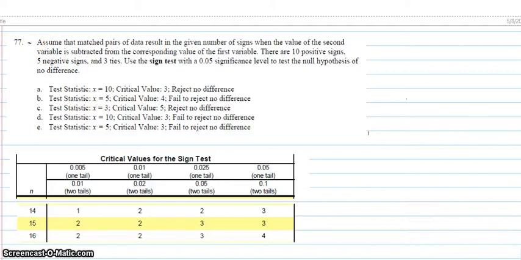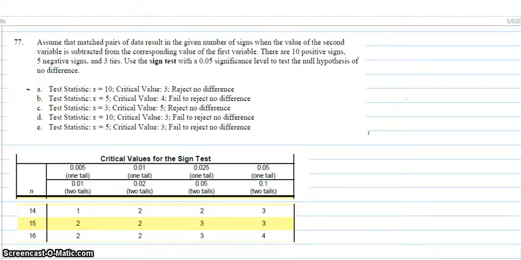Assume that matched pairs of data result in the given number of signs when the value of the second variable is subtracted from the corresponding value of the first variable. There are 10 positive signs, 5 negative signs, and 3 ties. Use the sign test with a 0.05 significance level to test the null hypothesis of no difference.